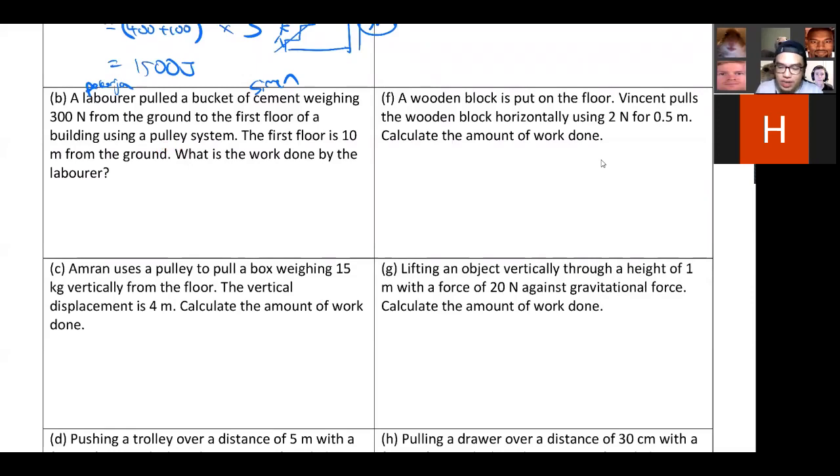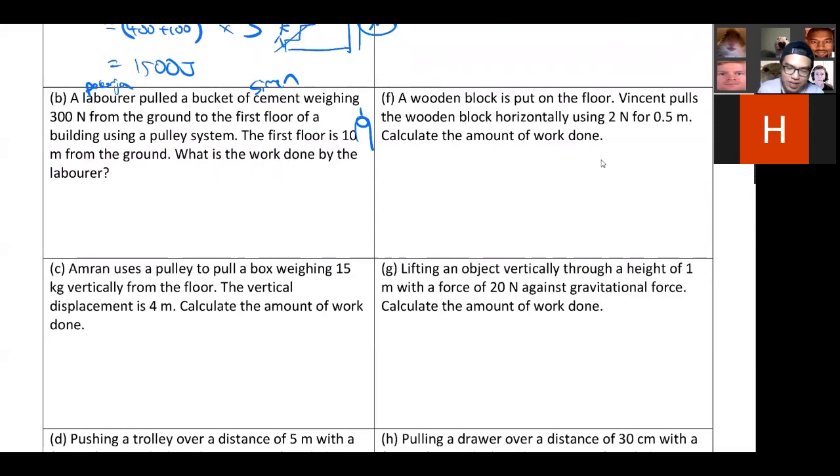What is a pulley? A pulley is this: you have a wheel and then you have string, like the one you use to raise your flag at the assembly on Monday. I'm sure you haven't gone through that for quite a while. So, pulley system. The first floor is 10 meter from the ground.